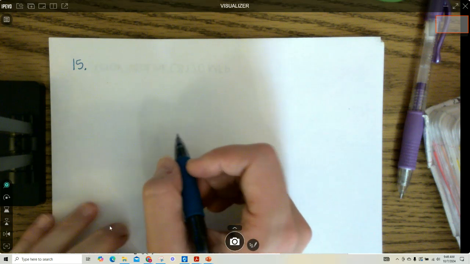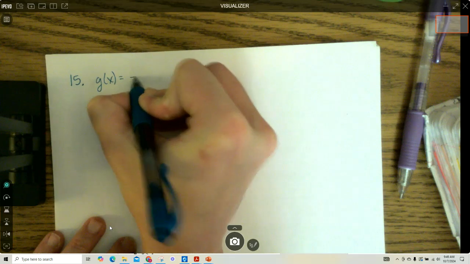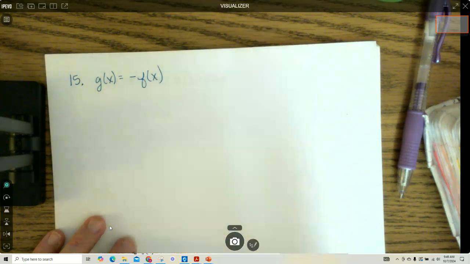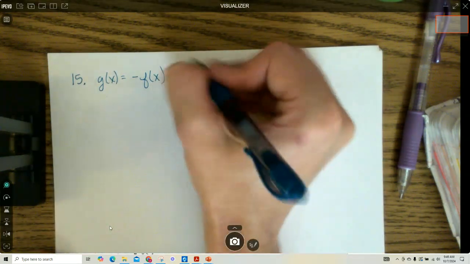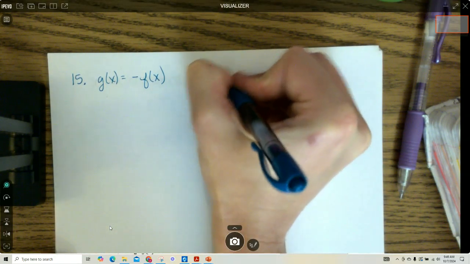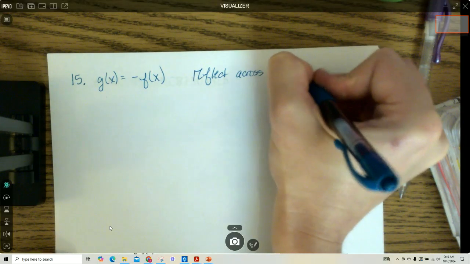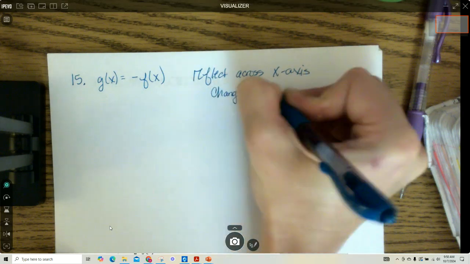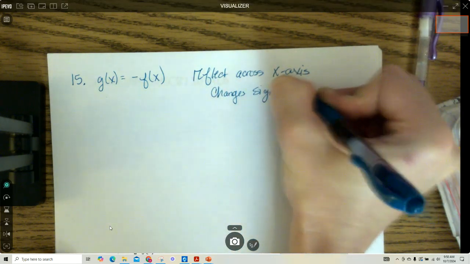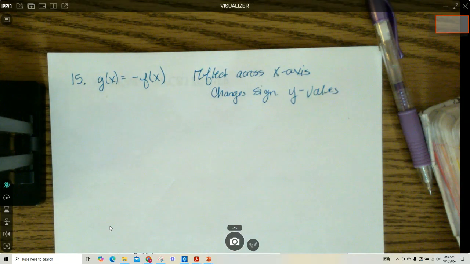Use the graph of y equals f of x to graph the function g of x equals negative f of x. That's just a reflection across the x-axis. All that does is change the sign on the y value. So in case you run into a table instead of graphs, reflecting across the x just changes the sign on the y values.